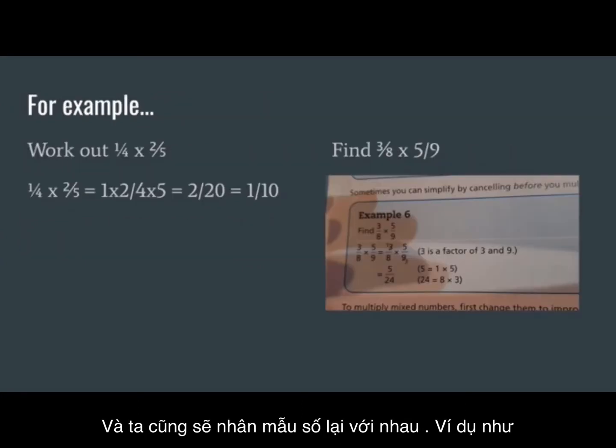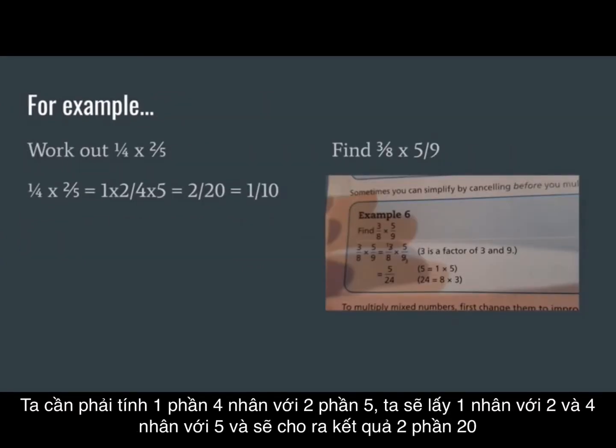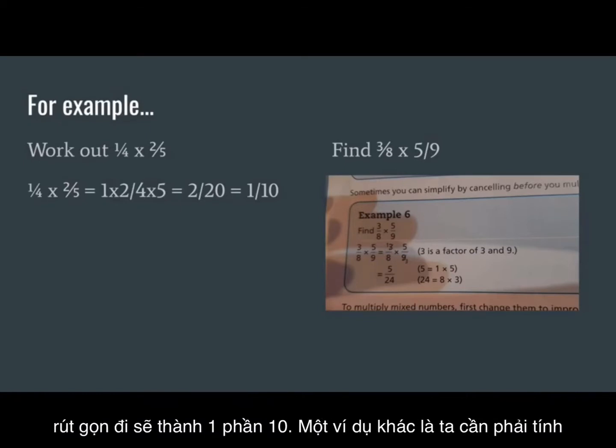For example, we need to work out 1 over 4 multiplied by 2 over 5. So, we take 1 multiplied by 2 and 4 multiplied by 5, which gives us 2 over 20, and that simplify to 1 over 10.